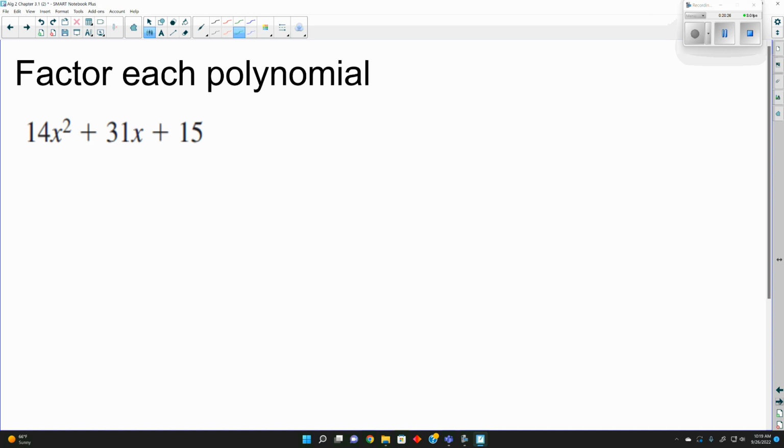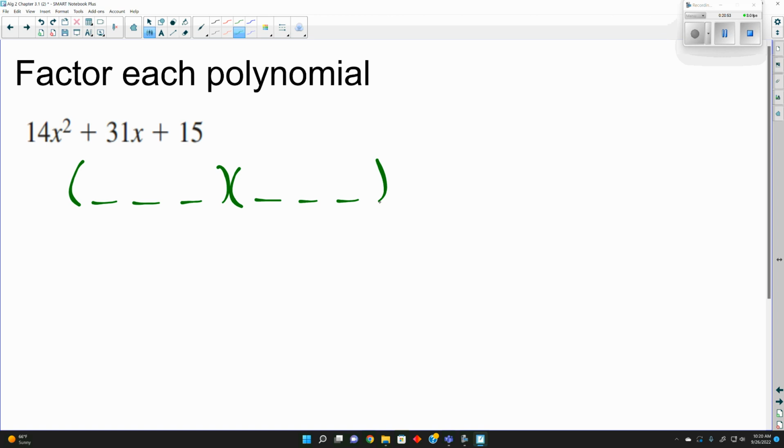Let's look at this next one here. 14x squared plus 31x plus 15. Is there a greatest common factor that goes into all three? No. So that means we just move on to step number 2. Two sets of parentheses with 3 spaces. Okay, that takes care of steps 1 and 2.